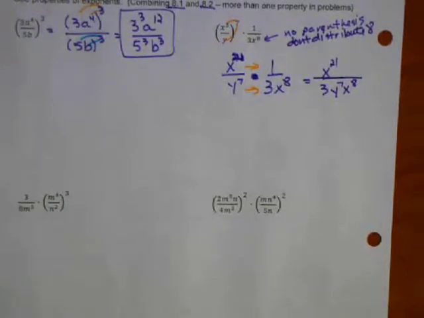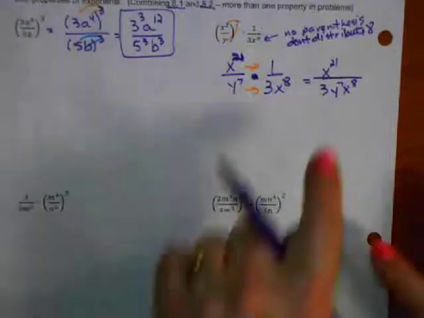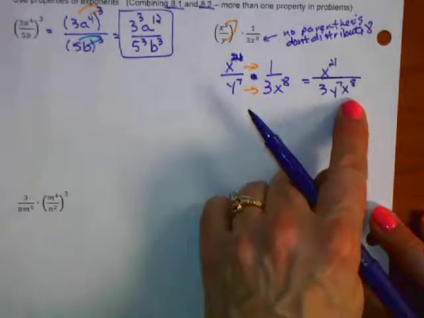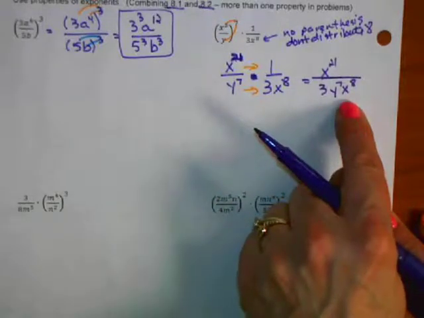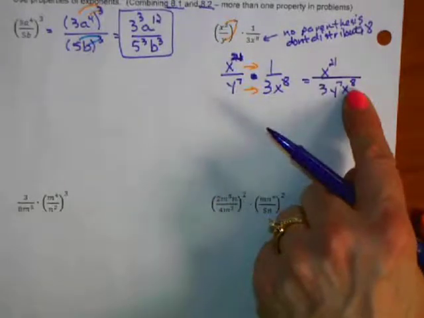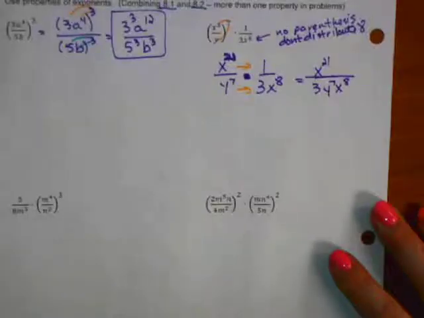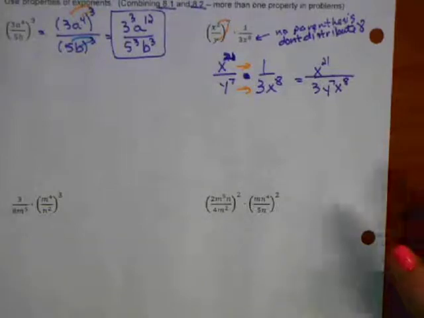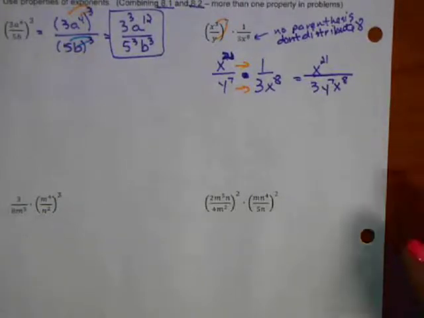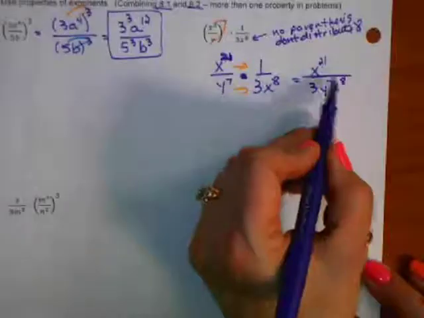Are we done? No, we got a little something we got to do. Look. There's x's in the numerator and x's in the denominator. There's 21 of them up here and 8 down here. So if I subtract those exponents, I'm going to have how many left? 21 minus 8 is what? Come on. No, 21 minus 8.